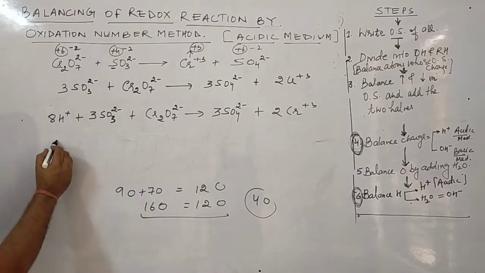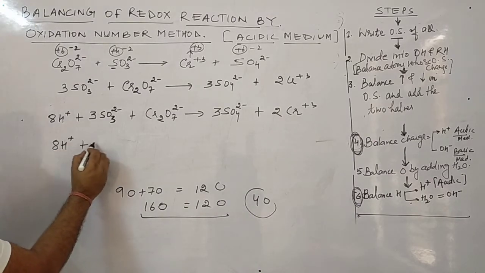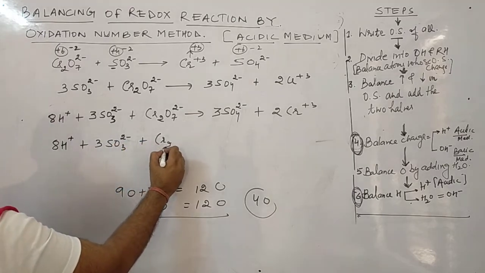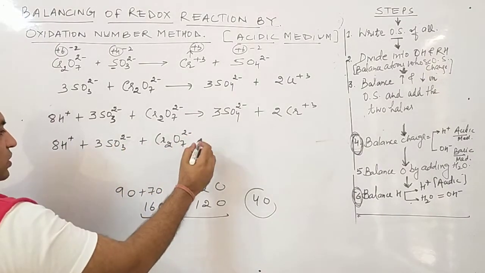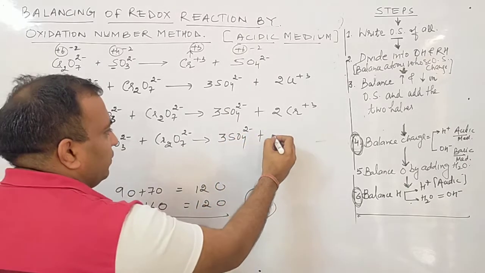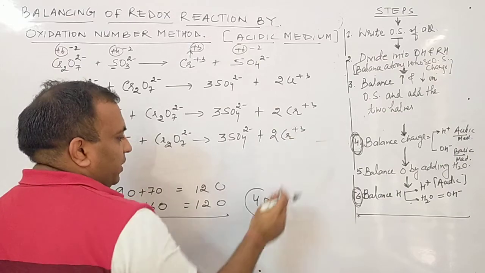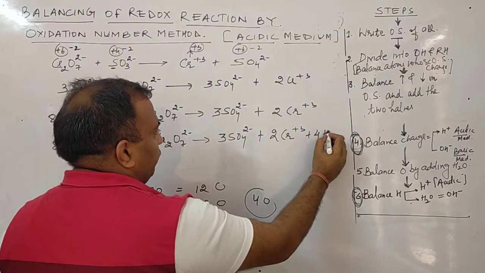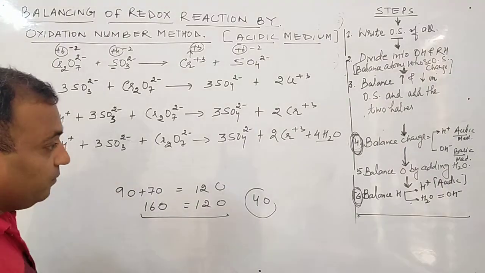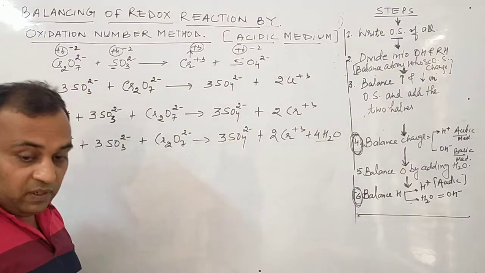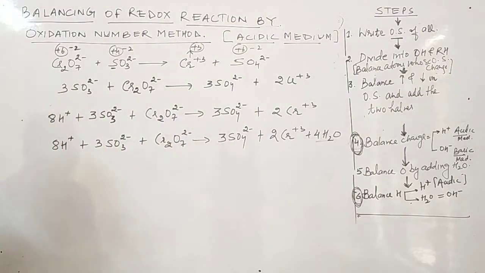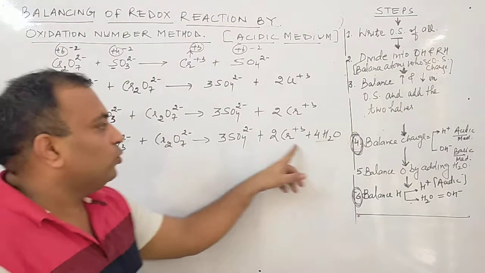So this will be now 8H positive, thrice SO3 2 negative, Cr2O7 2 negative, thrice SO4 2 negative, twice Cr plus 3 plus 4 water molecules. Understand? And the last step you have to check हाइड्रोजन और बैलेंस द हाइड्रोजन। फिर से मैं कह रहा हूँ इस स्टेप की जरूरत बहुत कम पड़ती है। So see 8 hydrogen and 4 2s are 8.